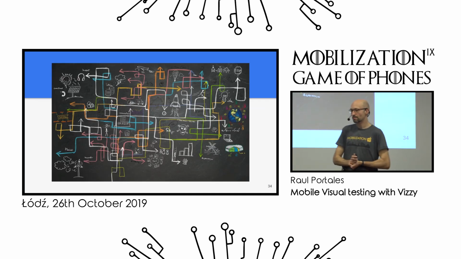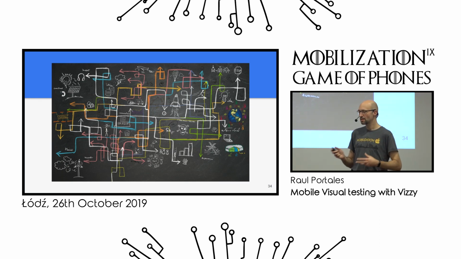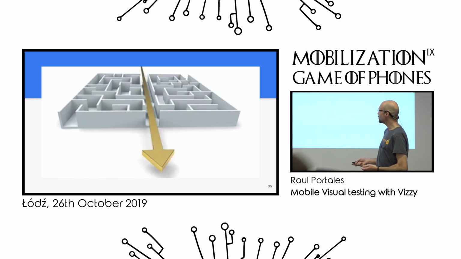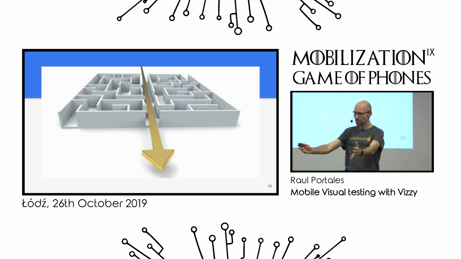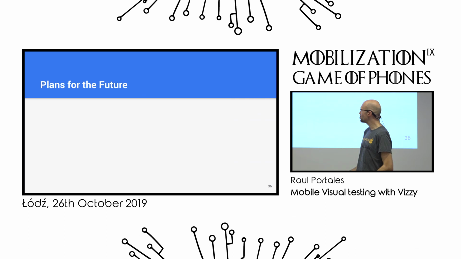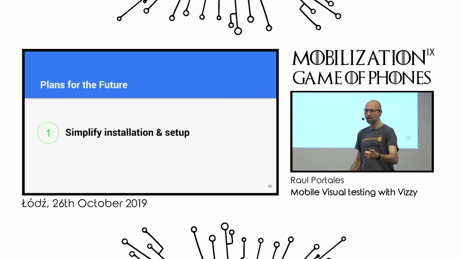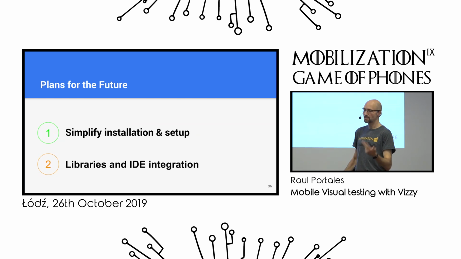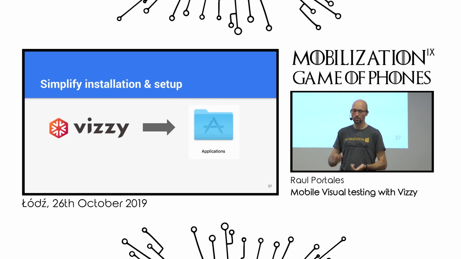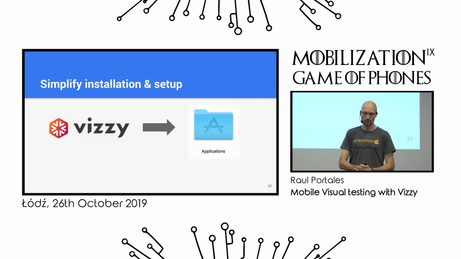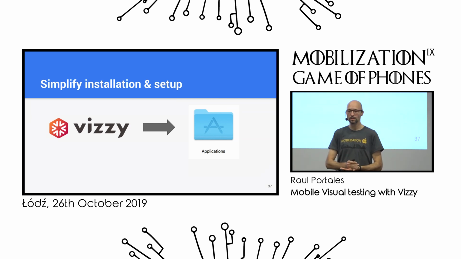Plans for the future. The installation of Vizzy and the usage is a little bit complicated, right? So we want to make things easier. We want you to have something streamlined. The two key parts that we want to improve are to simplify installation and setup, and libraries and IDE integration. For the first part, I told you you have to download the code from the repository, install Ruby on Rails, and run it.